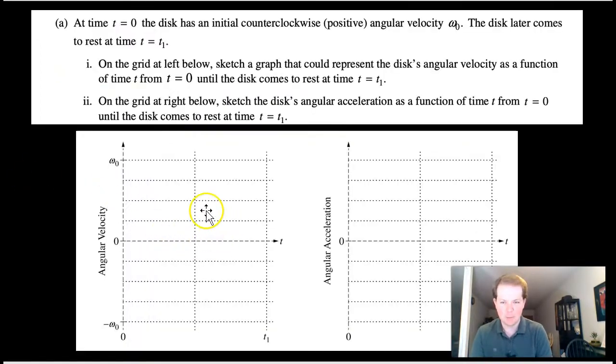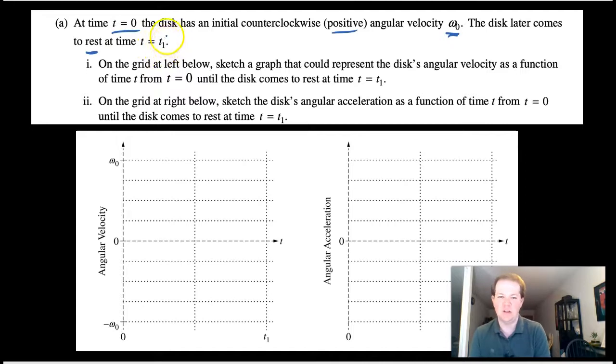Okay, there's this scenario. A. At time t equals 0, the disk has an initial counterclockwise, which they're telling us is positive, angular velocity omega naught. So when the clock is starting at t equals 0, it's already spinning in the positive counterclockwise direction with the speed of omega naught. The disk later comes to rest. Ooh, okay, it's stopping at t equals t1.